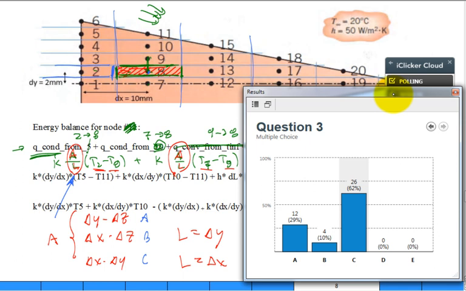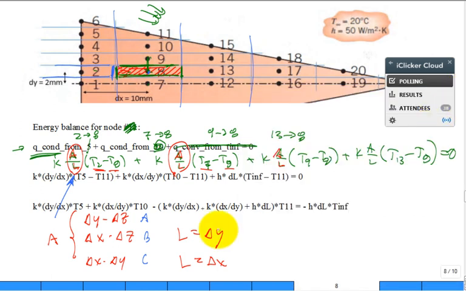What am I missing? 26 of us? No, come on. Yes, sir. What am I missing? Why do I got 26 incorrect? 62% of the class picked C. I mean, isn't that the correct answer? All right. Okay. Well, I thought I was a very successful educator. You just put me in my place.